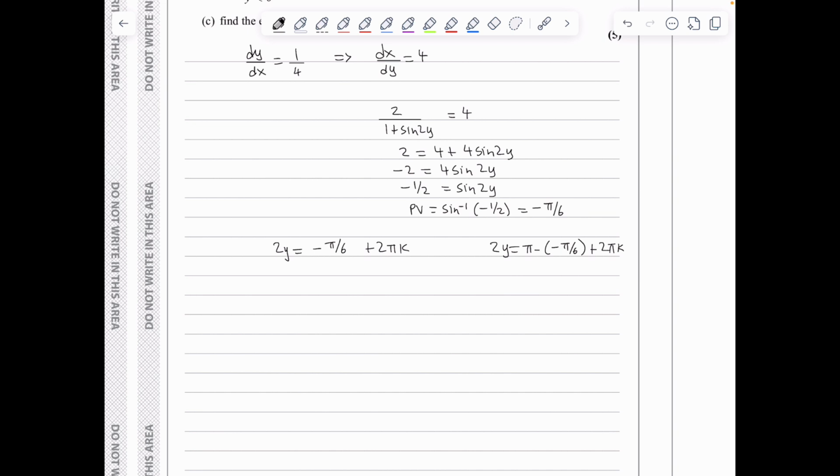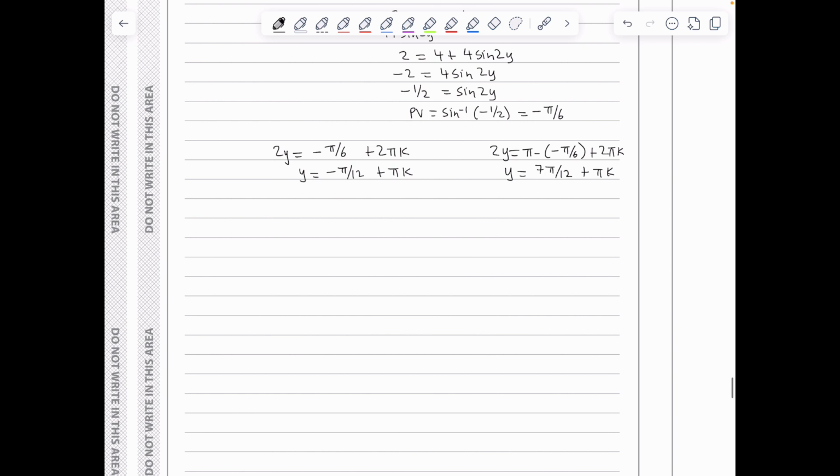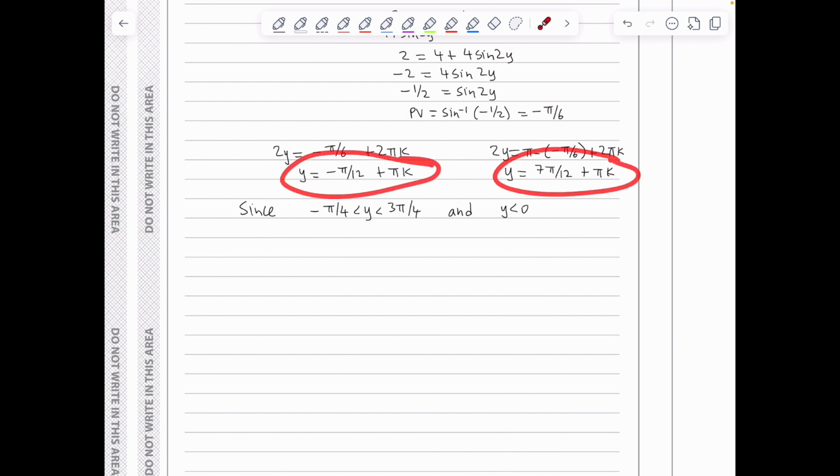I will divide by 2. This will lead on the left hand side to y is minus pi over 12 plus pi k, and on the right hand side I've got y is 7 pi over 12 plus pi k. Remember, we have been given that the values of y vary between minus pi over 4 and 3 pi over 4, and the particular value we're trying to find is negative. So we can see that the only solution which is yielding out of these equations is y is minus pi over 12. So this is the y coordinate of the point.